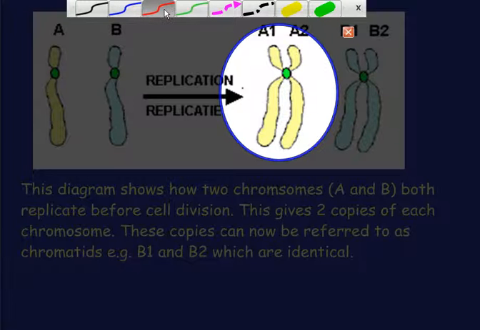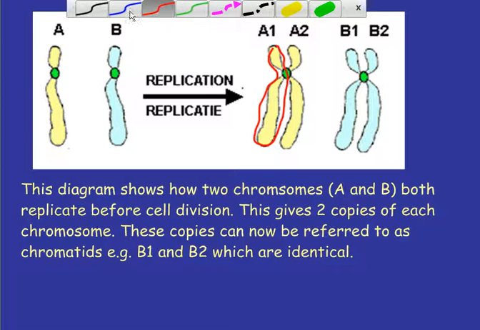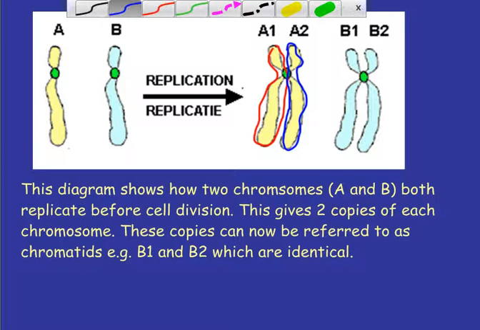Okay, so this one here, and this one here. Now, each of those we can refer to as a chromatid. They're just absolute identical copies of each other. Okay, and the same has happened with the other of the homologous pair. It's an identical copy. Okay, let's move on to some other diagrams to help us.